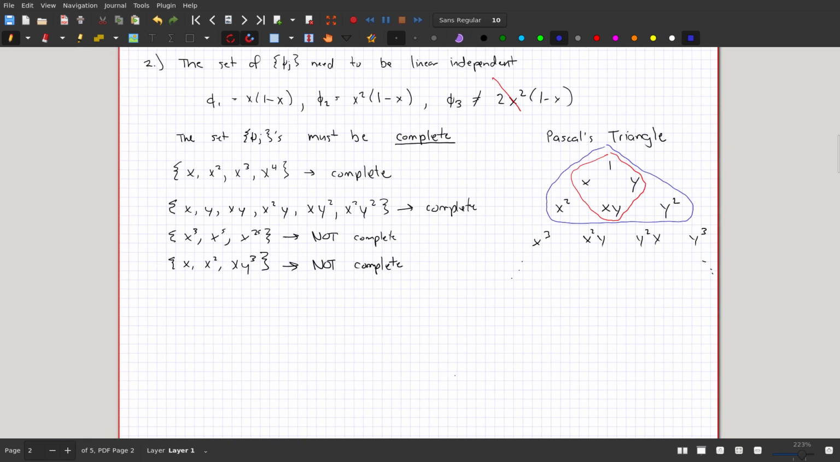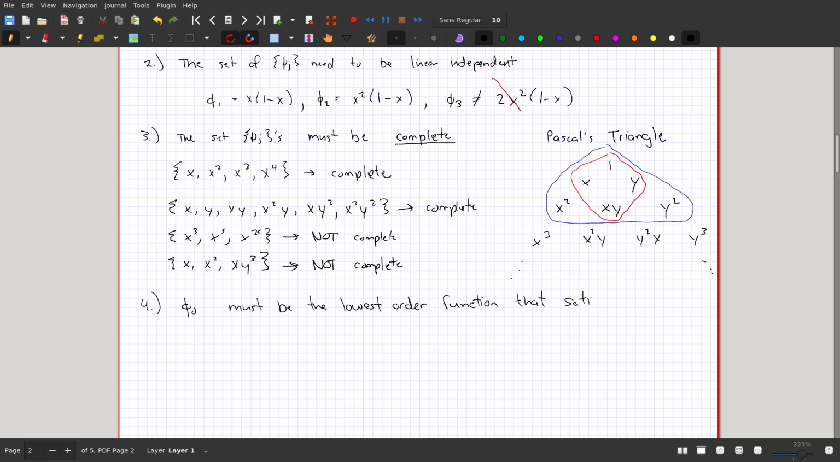And then, so I guess this is 3. And 4 is, well, phi 0 must be the lowest order function that satisfies the BCs.